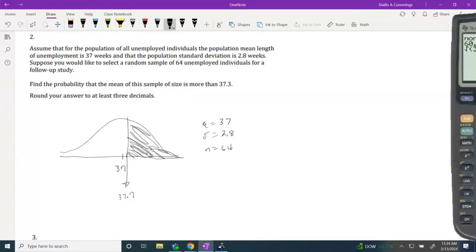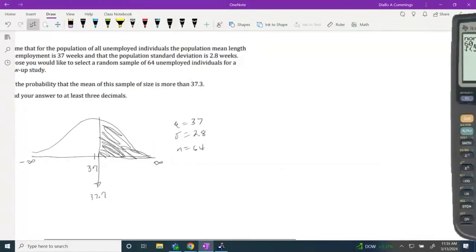So here again on our normal curve, to the extreme left we have negative infinity. To the rightmost we have positive infinity. So we're going to use the normal CDF. We're going to find a probability that x is greater than 37.3.